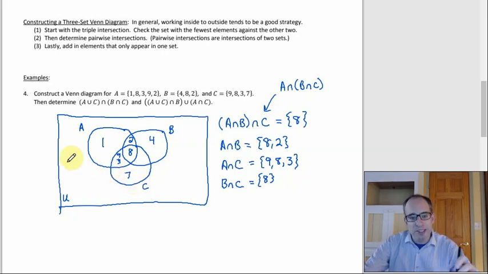All right, so I think that's the best way to do it, is to kind of go inside out, start with the triple intersection, then do the pairwise intersections, and then just kind of add in at the end any numbers that just show up in one of the 3 sets.